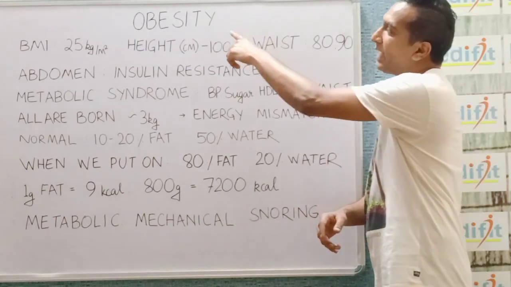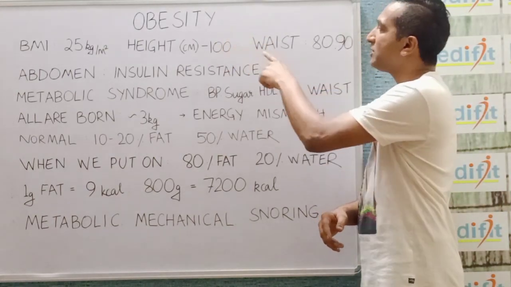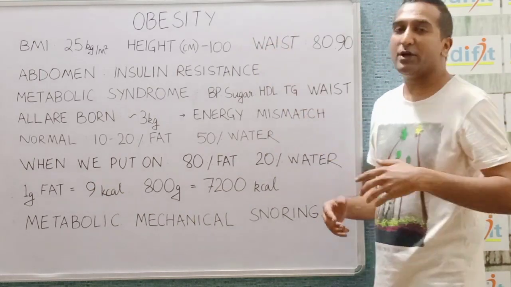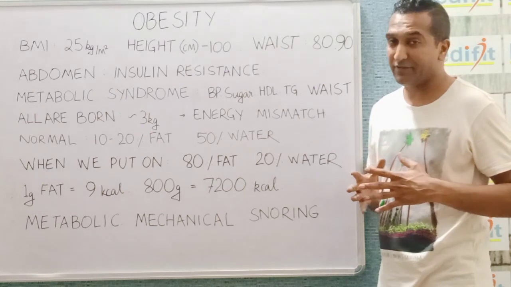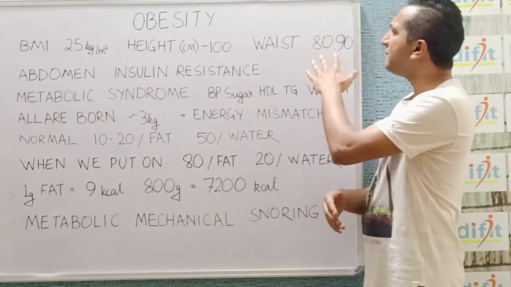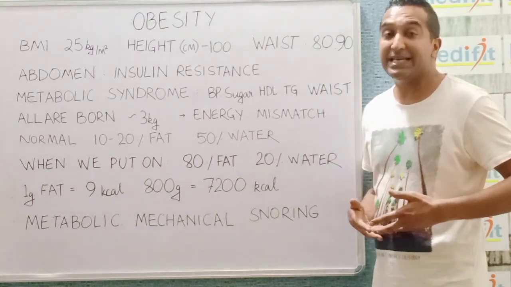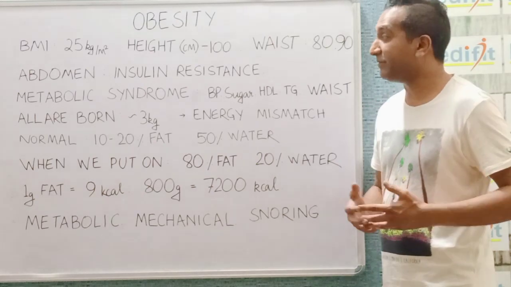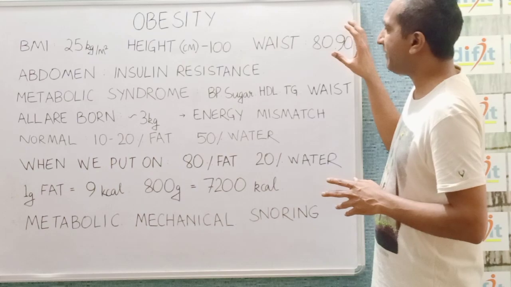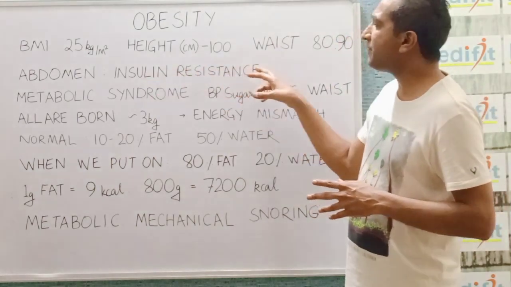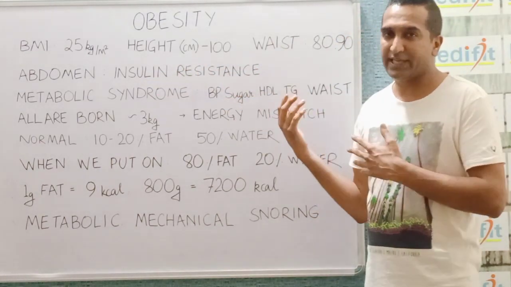A better way to look at the excess weight is to look at the waist, because that is where the fat gets deposited, which is metabolically unfavorable. 80 centimeters in women and 90 centimeters in men. Take a look at the level of the navel. And what this excess fat does, it leads to insulin resistance and diabetes, which is one expression of it.